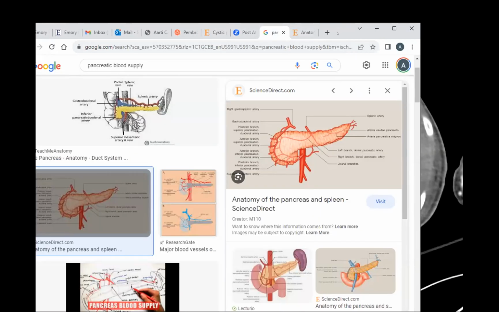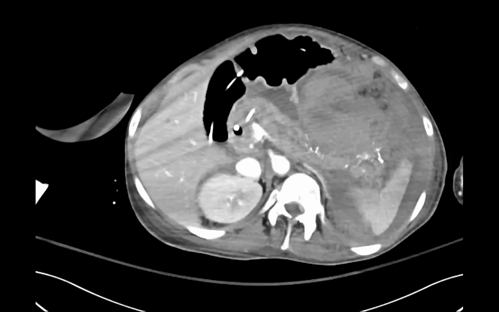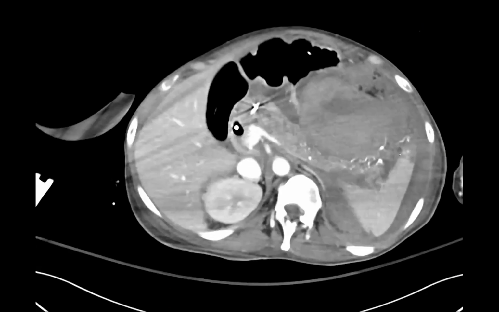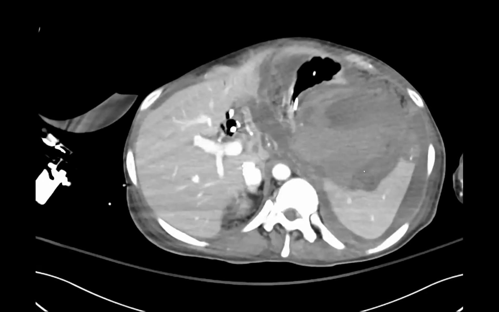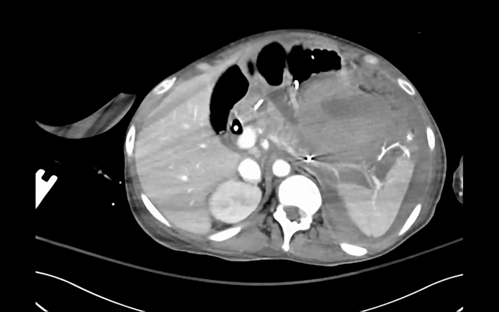So yeah, just wanted to show that. That was great. That makes sense now. Why do they take the spleen every time they do a distal pancreatectomy? Yeah, I didn't understand that at first, because then you have to be on all these antibiotics and stuff.